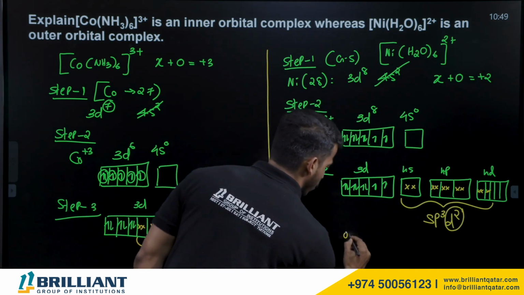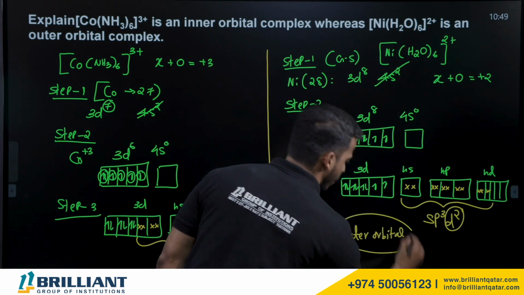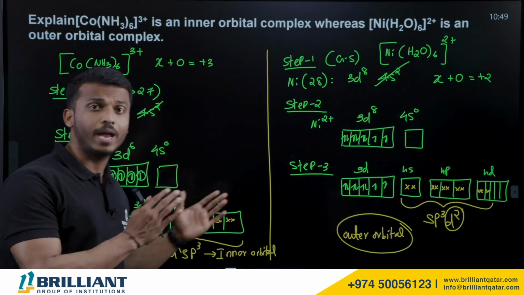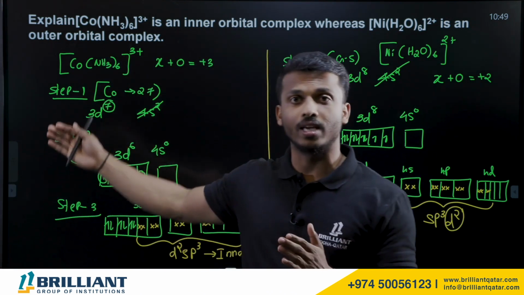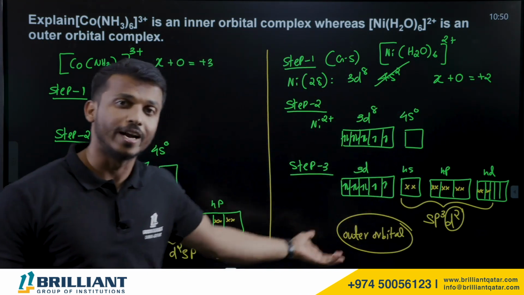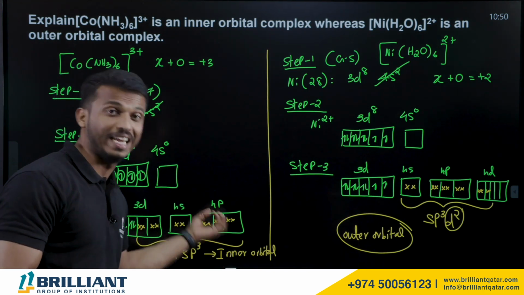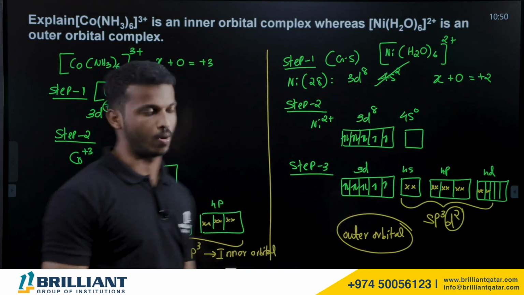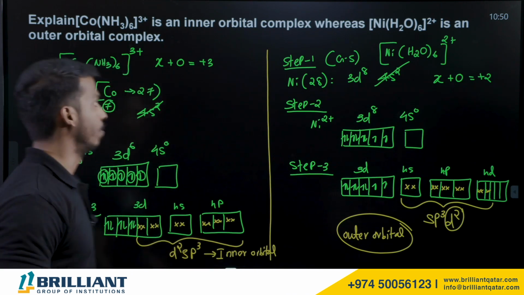What is the other name for the outer orbital complexes? We will call it high spin complexes. That also keep in mind. Maybe the same question they can ask in another way. Show that this complex is a low spin complex, this one is an outer orbital or high spin complex. So low spin complexes are inner orbital complexes, and outer orbital complexes are high spin complexes. Inner orbital are low spin, outer orbital are high spin complexes.